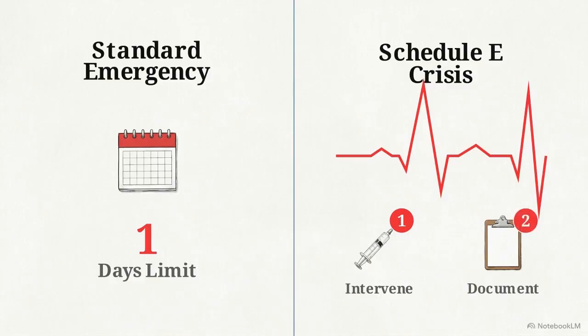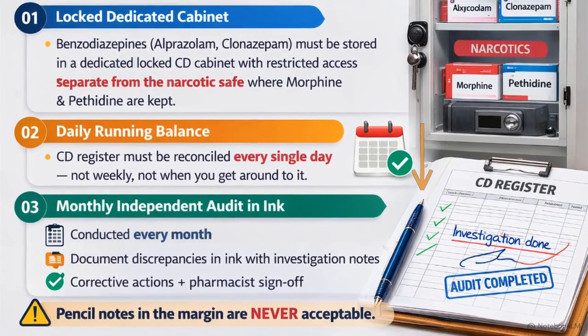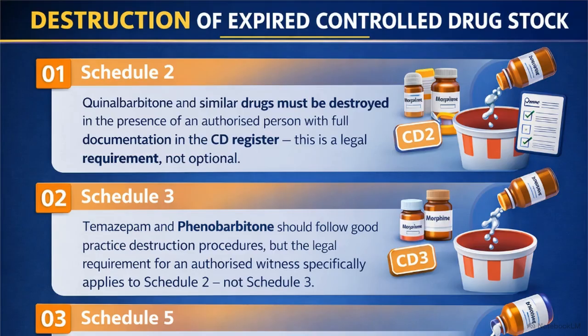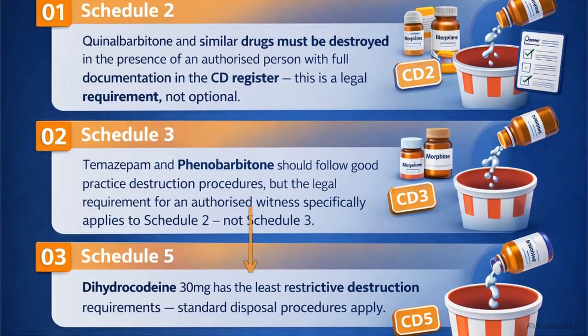This chart lists your internal documentation mandates. Your controlled drug register must be reconciled with a daily running balance. Every entry has to be written in ink, and a formalized independent audit must be completed every month. When Schedule 2 drugs like phenobarbital expire, they must be destroyed with an authorized witness and documented in the register. For Schedule 3 and 5 drugs, this witness requirement is removed, and standard disposal applies.